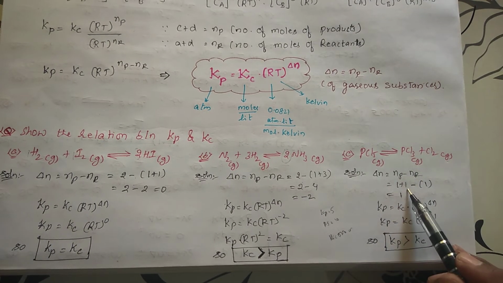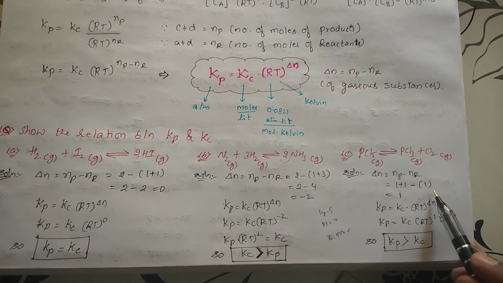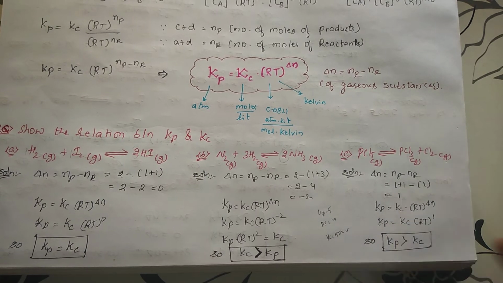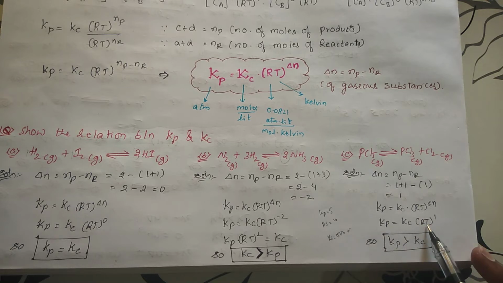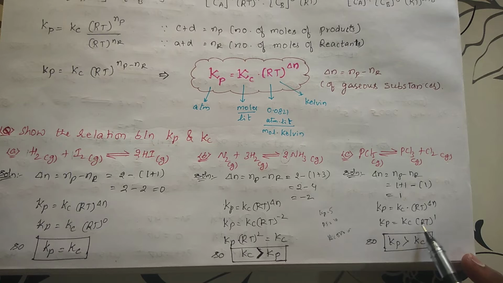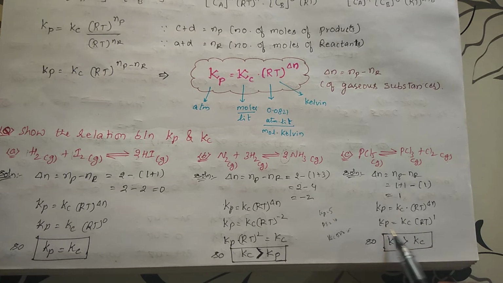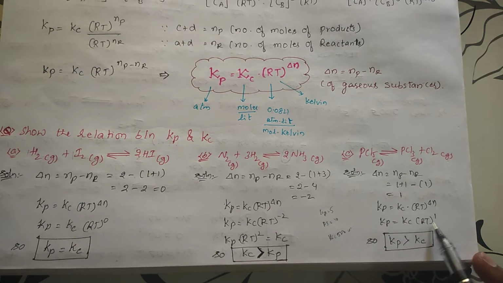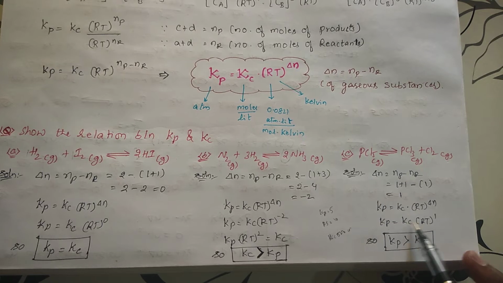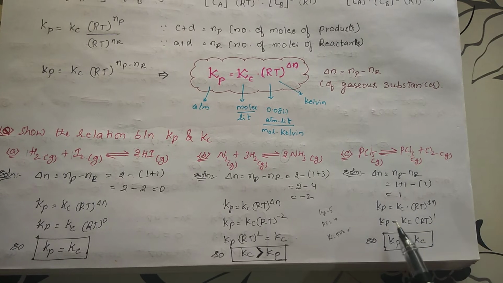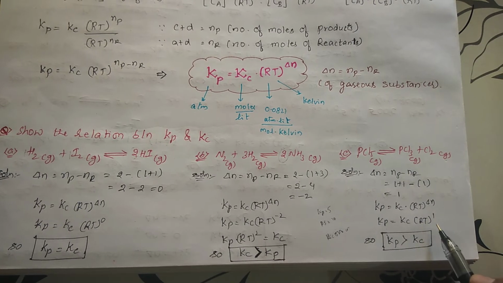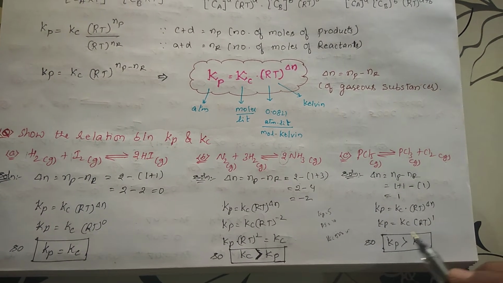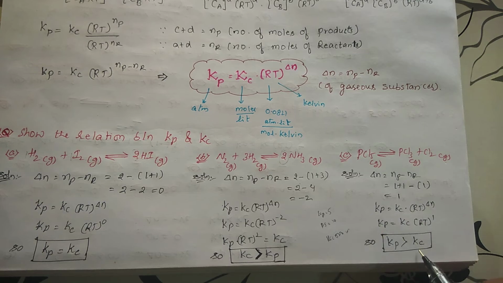So total it is 2, 1 plus 1, minus the number of moles of reactants, which is 1. So 2 minus 1 is 1. So Kp is equal to Kc (RT) whole power delta n. Kp is equal to Kc (RT) whole power 1. So if you multiply Kc with some value, that will be equal to Kp here. The product of Kc into (RT) whole power 1 will be equal to the value of Kp. What is that indicating? Kp is greater than Kc.